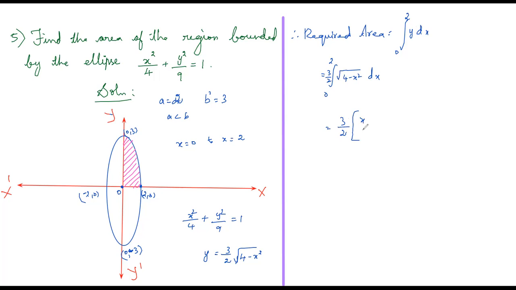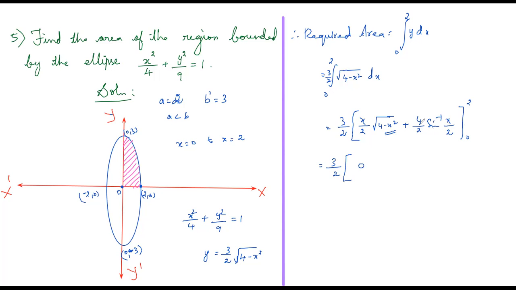x by 2 square root of 4 minus x squared, the same thing comes, plus a squared by 2, so it is 4 by 2 sine inverse x by 2, and then the limit varies from 0 to 2. Substitute the limit now, it is 3 by 2, upper limit. When you substitute the upper limit, it is 2, right? So when you substitute 2 here, it is 4 minus 4, it is 0, x by 2 into 0 is 0, so the first term is 0 in the upper limit.